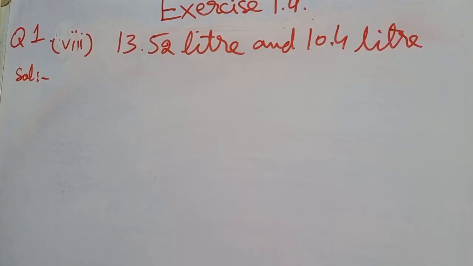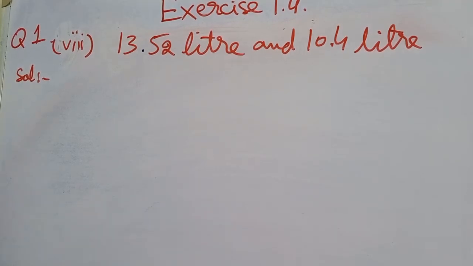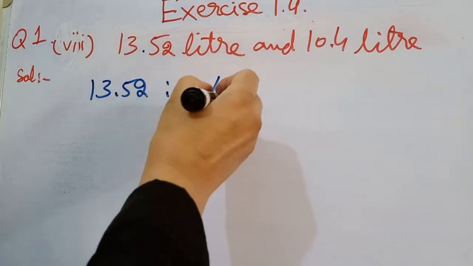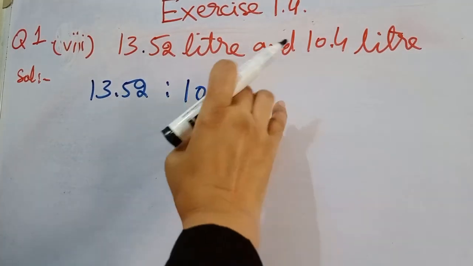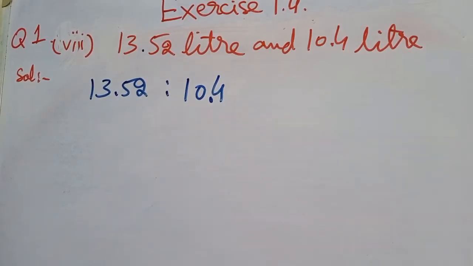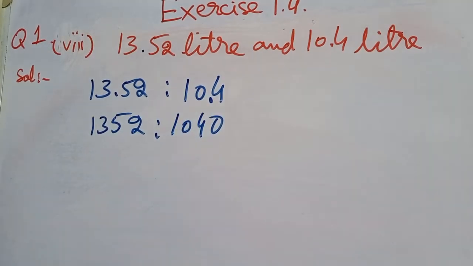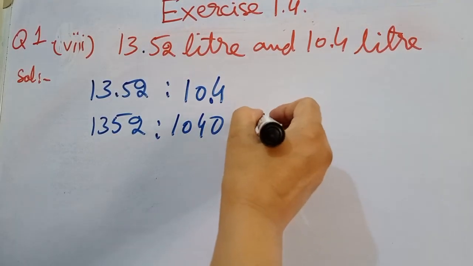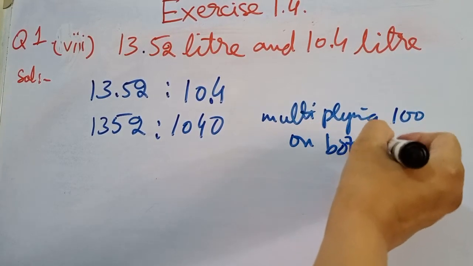It's part of question number 1 of exercise 1.4: 13.52 liters and 10.4 liters. We have to find the ratio between these two numbers. We can write it as 13.52 ratio 10.4. We multiply both sides by 100. We have 1352 ratio 1040. We multiply by 100 on both sides.